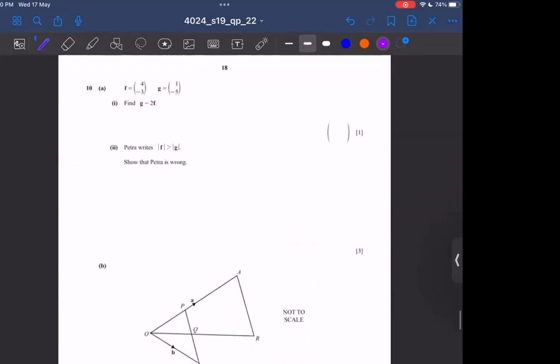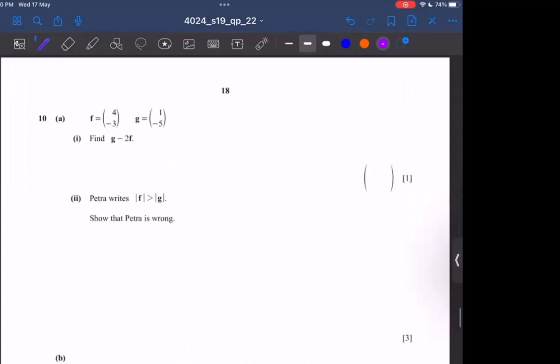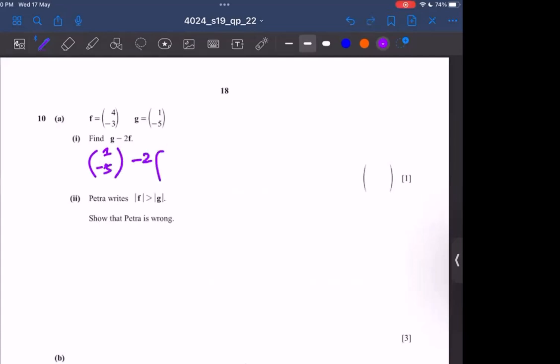Now in question number 10, it says find g minus 2f. What is the value of g? g is (1, -5). 2 times f, the vector f is (4, -3). I'm going to solve it. First, I'm going to multiply this 2 with 4: 2 times 4 is 8, 2 times 3 is 6. 1 minus 8 is minus 7. And minus 5 minus minus 6, so it is going to be plus 6. Minus 5 plus 6 is going to be 1. So (-7, 1) is going to be the final answer.